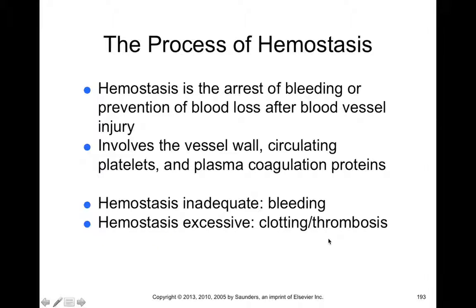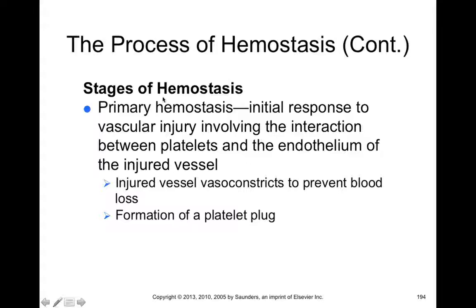or thrombosis. Now, there are several main stages of hemostasis, and we'll first start here with the primary hemostasis. It's the initial response to vascular injury that involves the interaction of platelets and the endothelium or exposed underlying extracellular matrix to platelets. Now, this injured vessel will vasoconstrict, and this prevents blood loss. And it also leads to the formation of a platelet plug because once those platelets can sense there's exposed tissue in this vessel, they'll start to initiate their platelet plug formation, which is where they start to stick together.